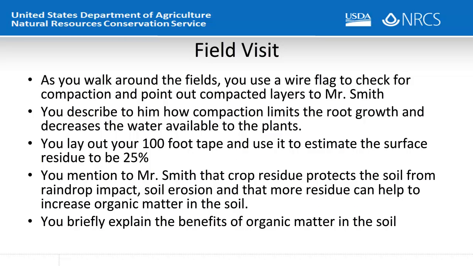As you walk around the fields, you use a wire flag to check for compaction and point out compacted areas to Mr. Smith. You describe to him how compaction limits the root growth and decreases the water available to the plants. You lay out your 100-foot tape and use it to estimate the surface residue to be 25%. You mention to Mr. Smith that crop residue protects the soil from raindrop impact and soil erosion, and that more residue can help to increase organic matter in the soil. You briefly explain the benefits of organic matter in the soil.